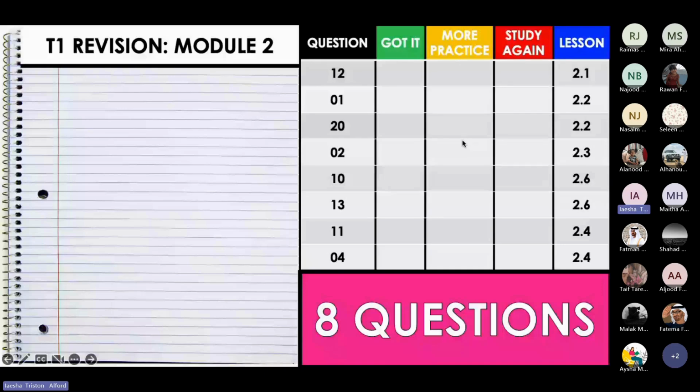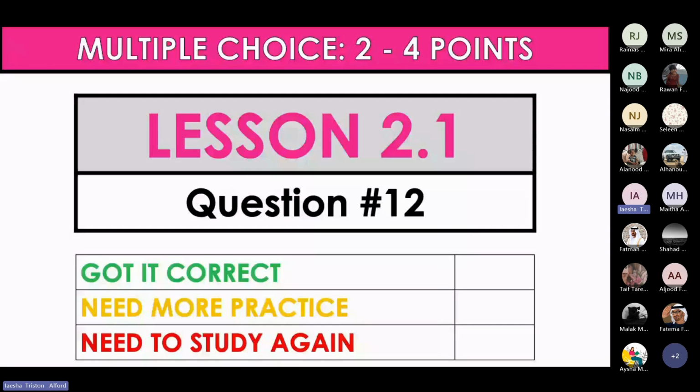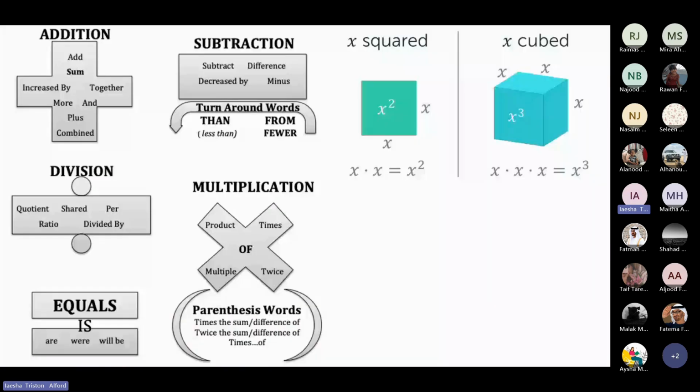Okay, so starting with lesson 2.1, this is question number 12 in the multiple choice. This one is about translating sentences to equations. So it's kind of like what we did yesterday for lesson 1.1 and also lesson 1.2. You're going to need your math action words. So what does that mean? Some of your words are going to mean to add, some words mean subtract, some words mean multiply, some words mean divide, some words mean equal.